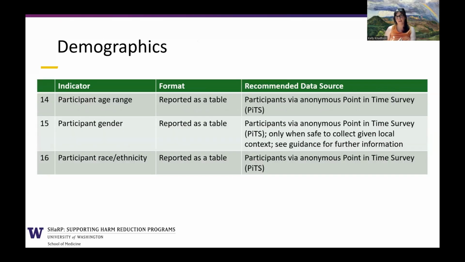The sixth domain is demographics, which is focused on describing the characteristics of a program's participant population, and the indicators are participant age range, participant gender, and participant race ethnicity.